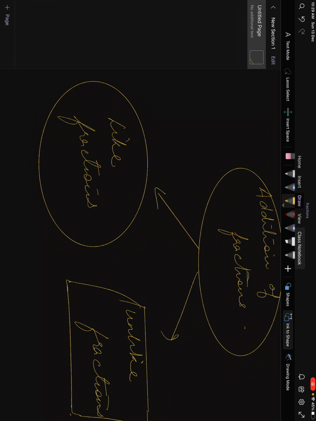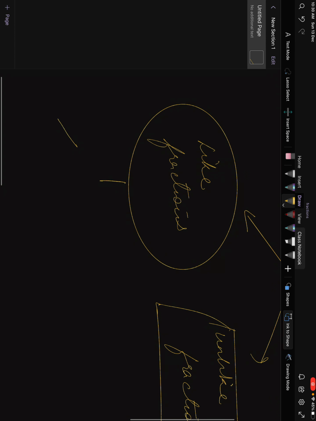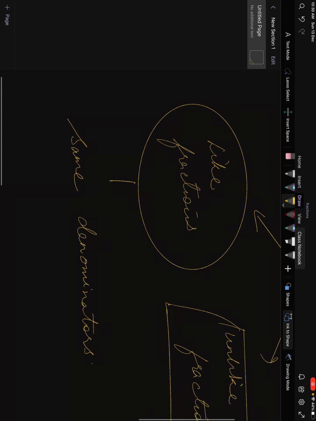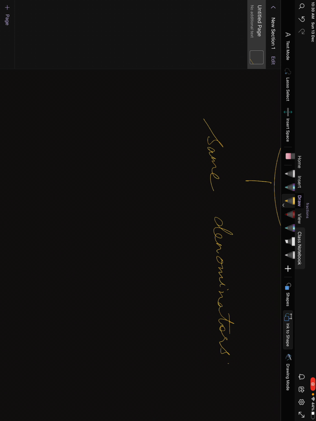The like fractions are those fractions whose denominators are the same, right? And the unlike fractions are the fractions whose denominators are different. The same denominators are called the like fractions. Today we are going to deal with like fractions, and one or two lectures ahead we will be dealing with the unlike fractions, their additions and their subtractions. So like fractions, as you all have revised, are the fractions which have the same denominators.